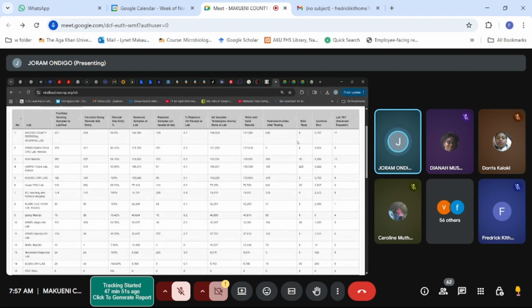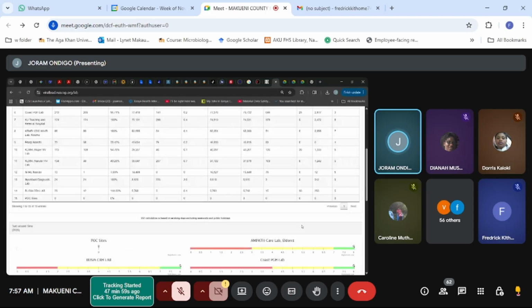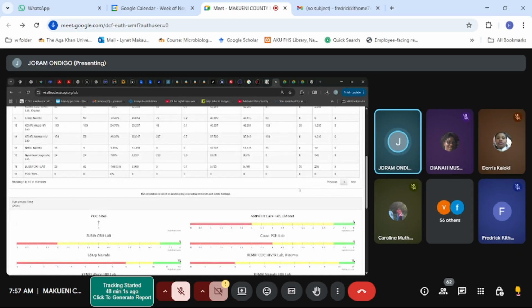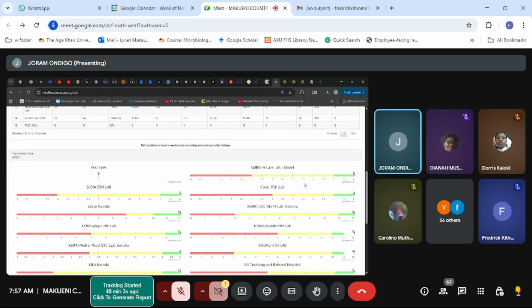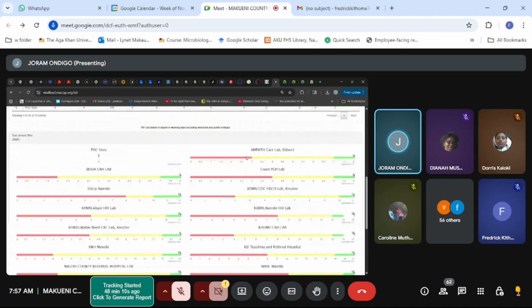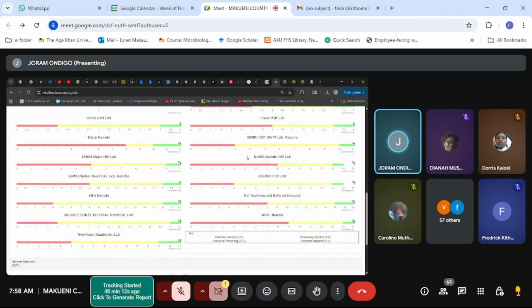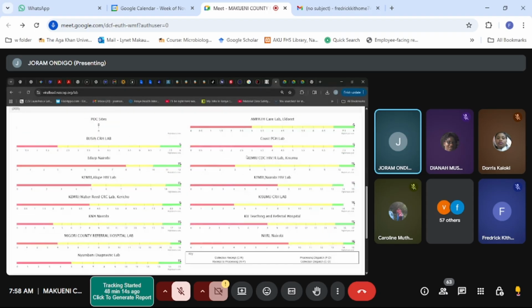So for EQAs, I know these are new labs. Migori, I don't know why it has not done EQA, but you see quite a number of them have done EQAs. Maybe they have not just been put in here, but that's just something to look at. This just breaks down what you are seeing up here, how long it takes before results get into the system.